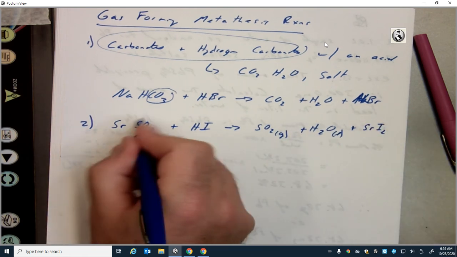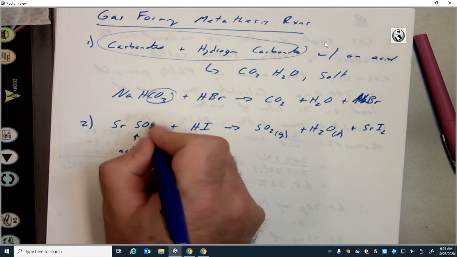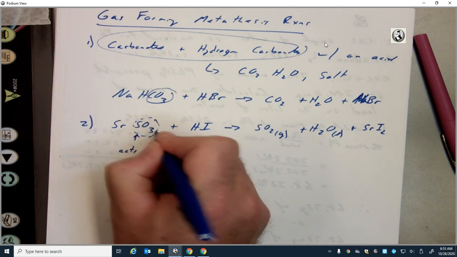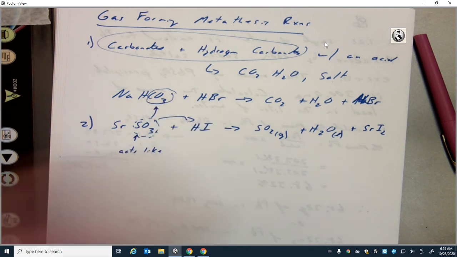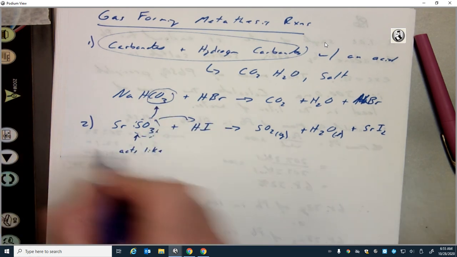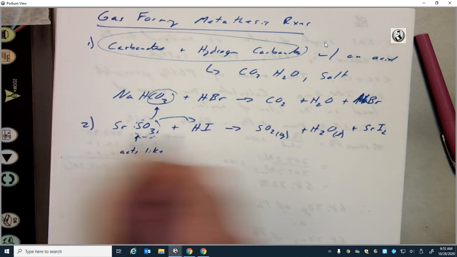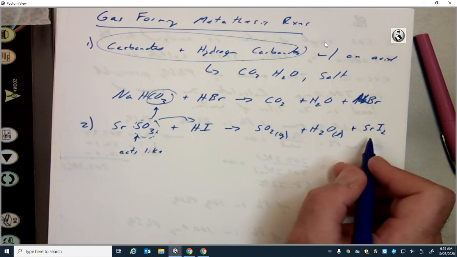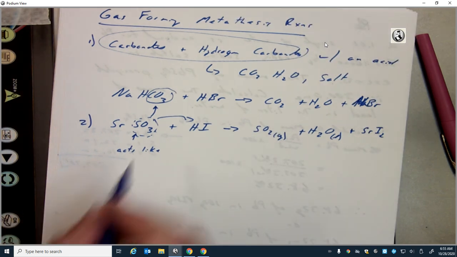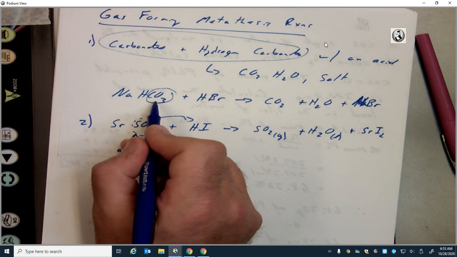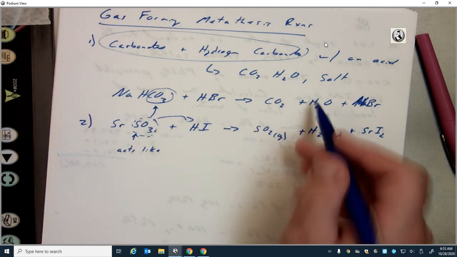Okay, so careful with your SO3s. Because when you react them with an acid, they're going to act just like a carbonate, and they're going to produce these. I don't think you're going to see this. I don't think you'll see that, but it's possible that you'll see this sulfur dioxide. But the SO3 is acting just like the CO3, so you can see how they're very similar.